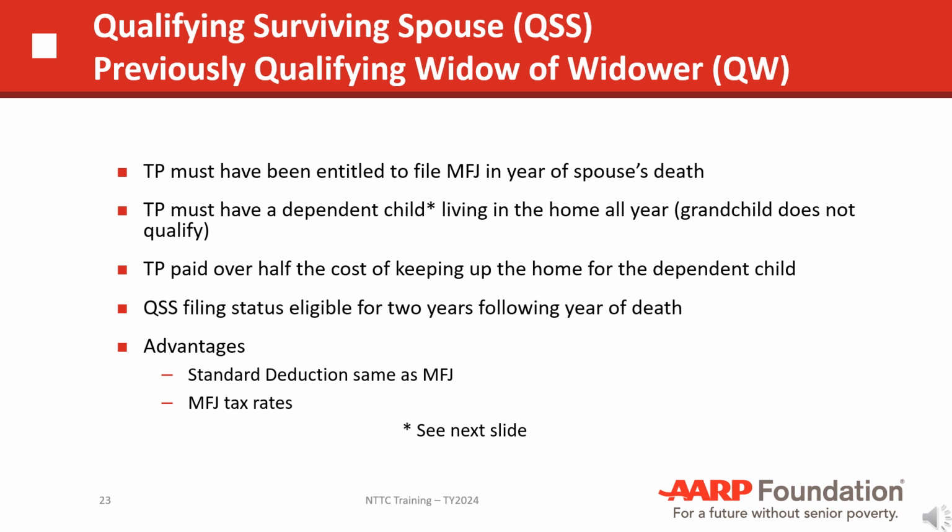The advantages are basically that standard deduction is the same as married filing jointly. So even though a taxpayer may have lost their spouse, they still have 2 years of being able to file with that larger standard deduction for married filing jointly. They also get to use the married filing jointly tax rates. So the QSS and the MFJ tax rates are the same. So the next slide talks a little bit more about QSS.